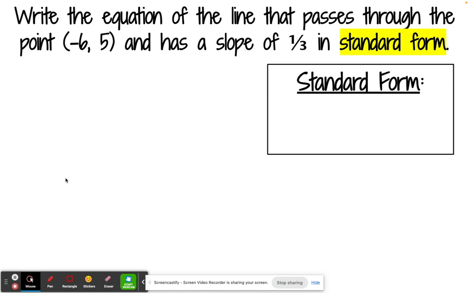Okay, similar. I have a point, I have a slope, so point-slope form seems the obvious choice. For some reason it wasn't obvious to me last time. Y minus 5 equals, my slope is 1/3, 1/3 x minus negative 6. So that's going to become a positive 6.